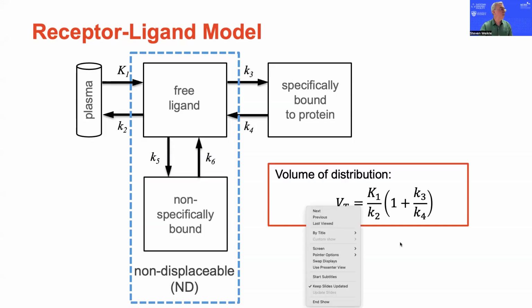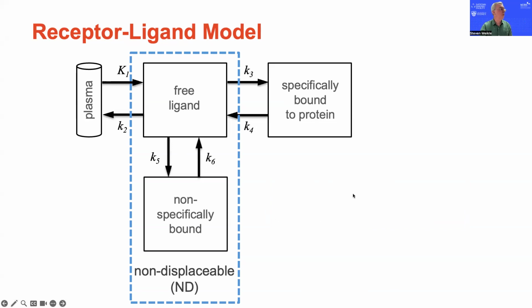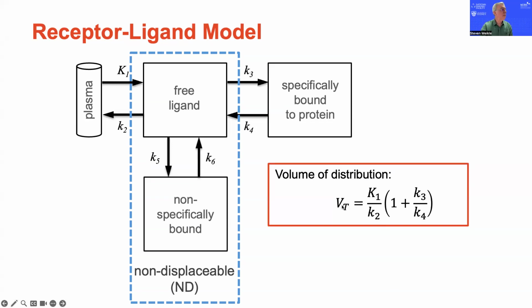Before I do that, I should just say that in this type of a model, the key parameter we're interested in is the total volume of distribution, which is essentially the ratio of our tissue concentration to the plasma concentration once it reaches an equilibrium. And that's calculated from K1 to K3 and K4 in this way. And I'll show you in a moment that if we can calculate or estimate this V sub T, volume of distribution, from that we can calculate the binding potential, which is the parameter I said at the beginning we're interested in.